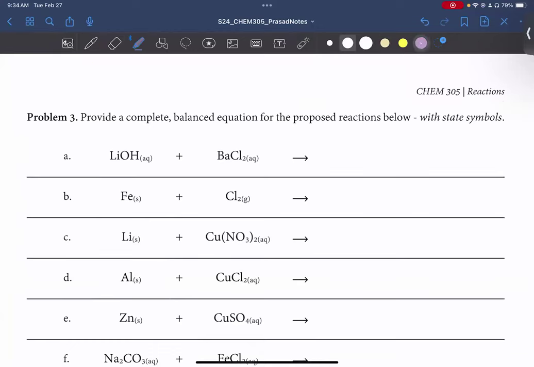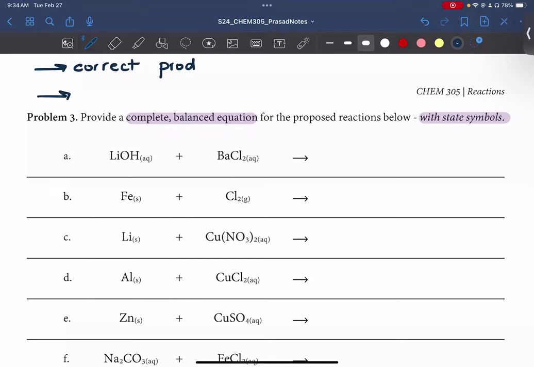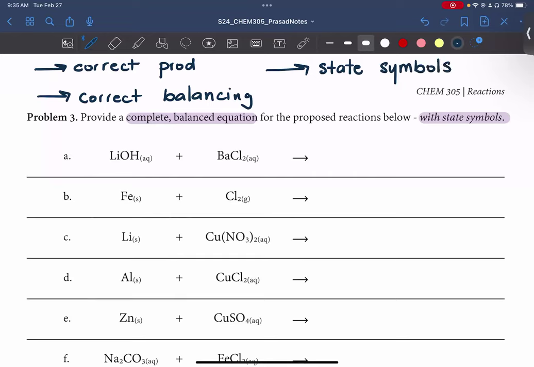For it to have a complete balanced equation, let's just check off the things we must include. First of all, we must have the correct products. It must also be correctly balanced. And of course, it must include the relevant slash correct state symbols. These are the three things necessary for complete and full credit for each one of these. If, for example, each one of these is 1 point, that means each reaction is worth 3 points. I can ask you up to 50 reactions.